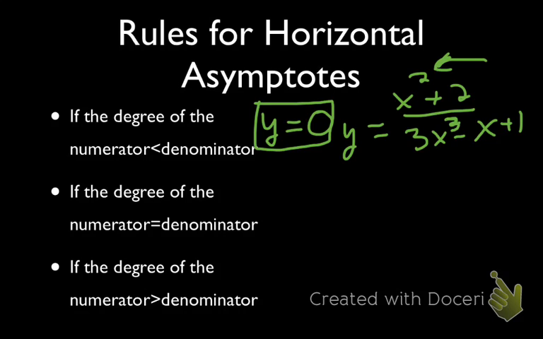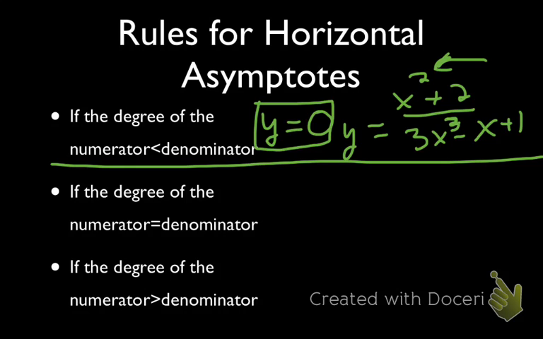So that means I don't even care about anything else. Check the degree. If the numerator is less than the denominator, asymptote at y equals 0. That's the x-axis, right? Horizontal line through the x-axis. That's where my horizontal asymptote is, in that first situation.